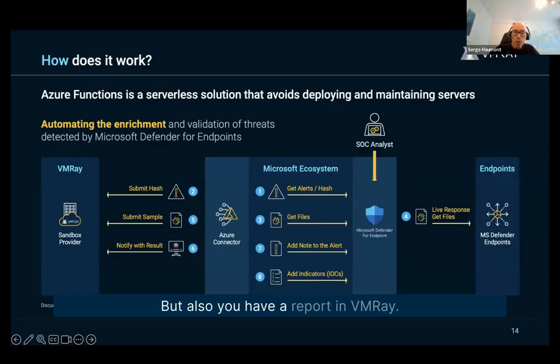But you also have a report in VMRay. So if your incident response and digital forensics team want to go further into the detail, they will have a report created during the attack, so created when the command and control center was hopefully up and running. Because of course, if they do that a few days later, the command and control center may be down.